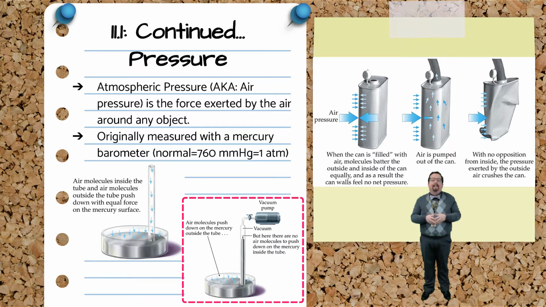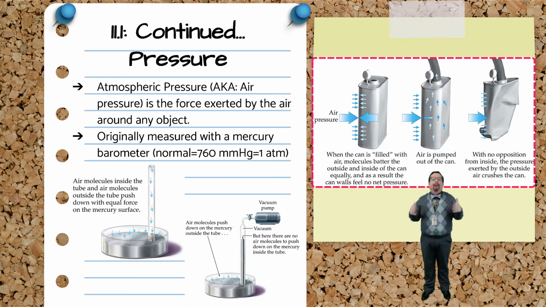We find that generally at sea level, the mercury will rise to about 760 millimeters. This is where we get the unit for millimeters of mercury. The normal atmospheric pressure of 760 millimeters of mercury could also be defined as 1 atmosphere. To really grasp the idea of atmospheric pressure, think about a metal can. When the can is open and the air pressure is equal inside and outside of the can, the walls of the can feel no net pressure because the air is able to push equally on both sides of each wall. If we remove the air from inside the can, there's no particles to push the walls of the can out.